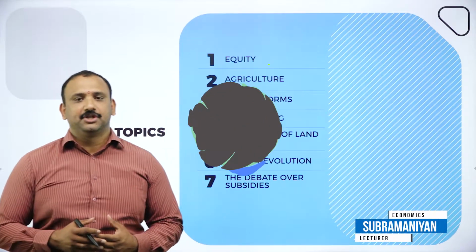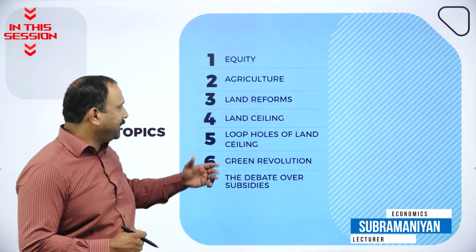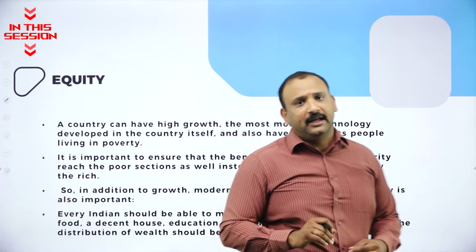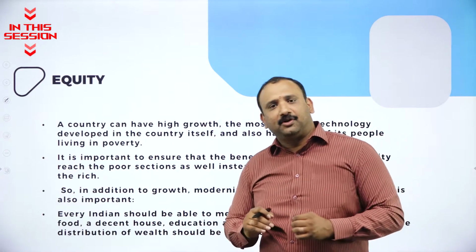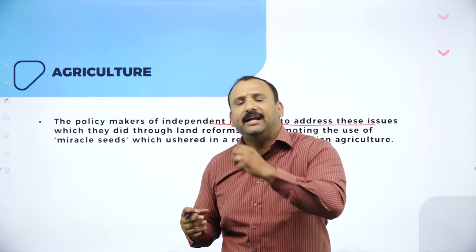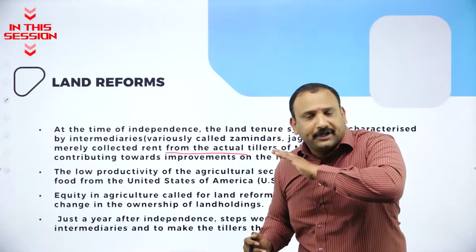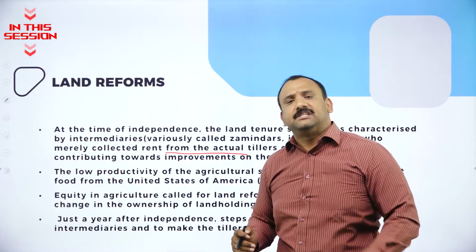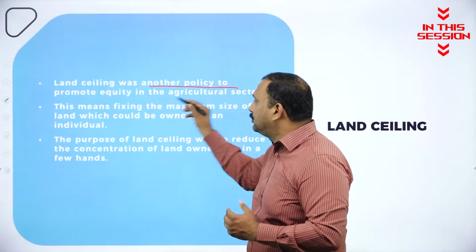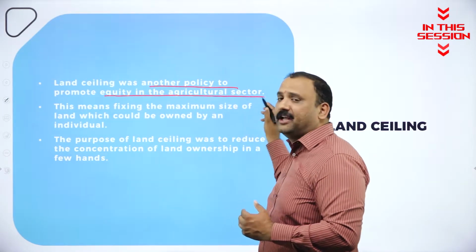So in this session, we are going to see about equity, agriculture, land reform. As I've spoken about equity, it is a very, very important concept. The ownership was not getting transferred to the right person altogether. So we wanted to abolish the zamindari system, and yes, we did it to a great extent. It was another policy to promote equity in the agricultural sector.